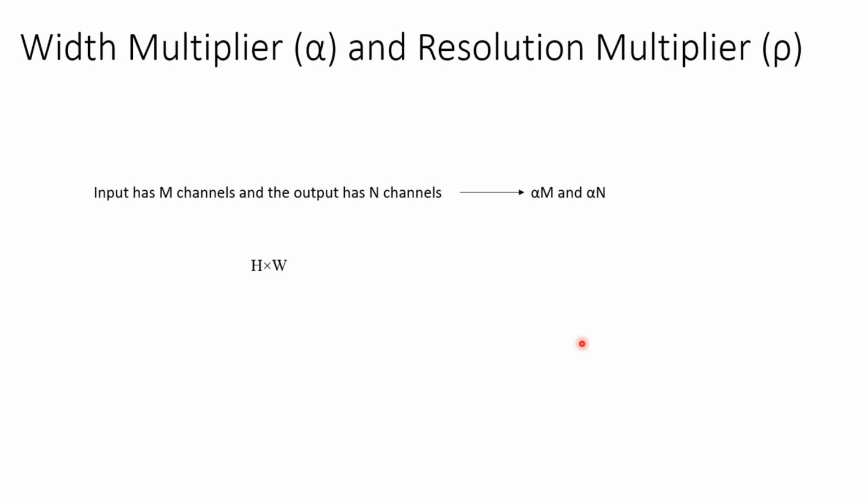Similar to the width multiplier, the resolution multiplier rho reduces the input image dimensions. By scaling the input height and width by rho, the overall computational cost is reduced.